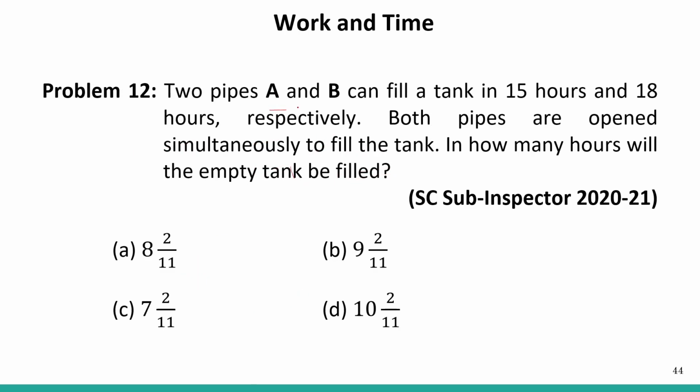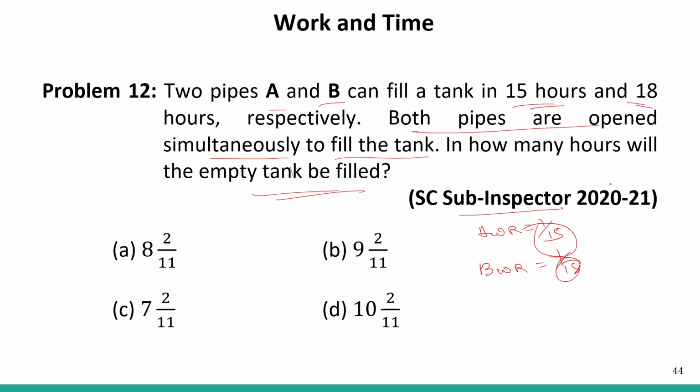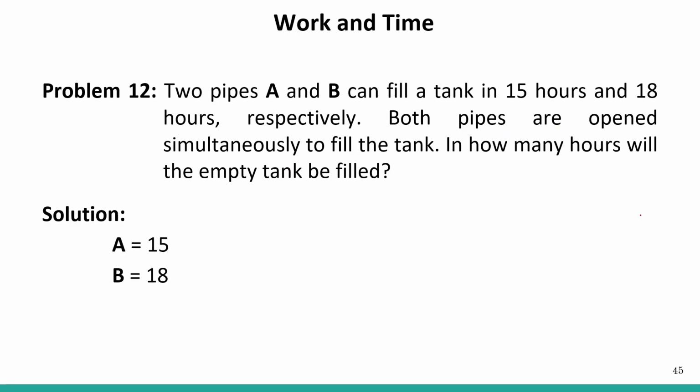Two pipes A and B can actually fill a tank in 15 hours and 18 hours respectively. So work rate of A is equal to 1 by 15. B's work rate is equal to 1 by 18, right? Both the pipes are actually opened simultaneously to fill the tank. So in how many hours will the empty tank be filled? The question has been asked in the SSC Sub-Inspector 2020 and 21 exam.